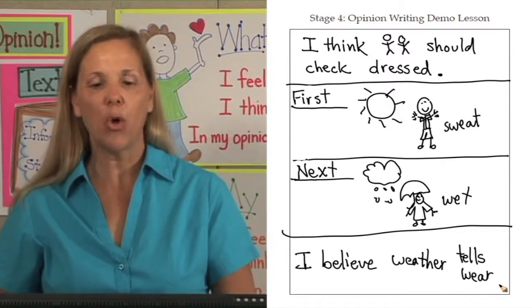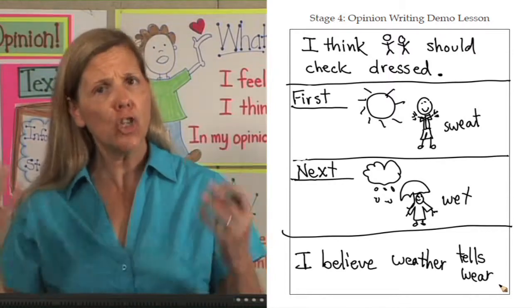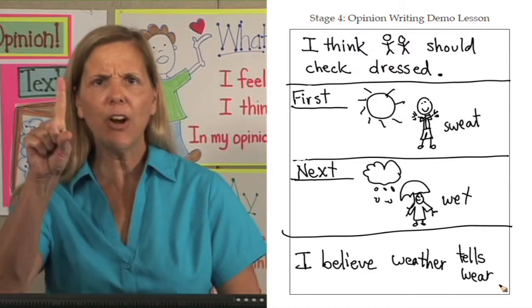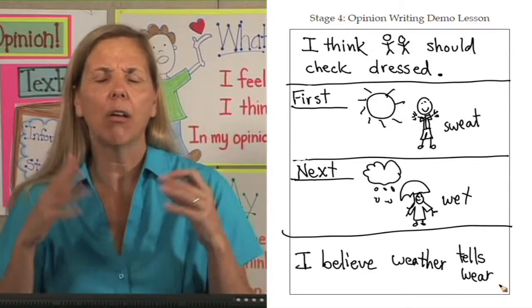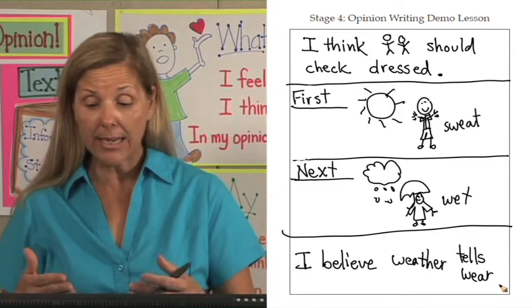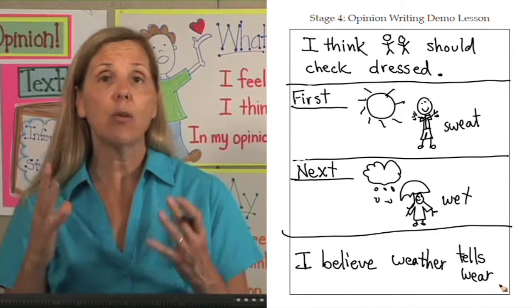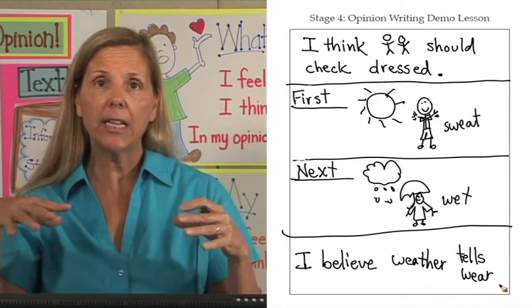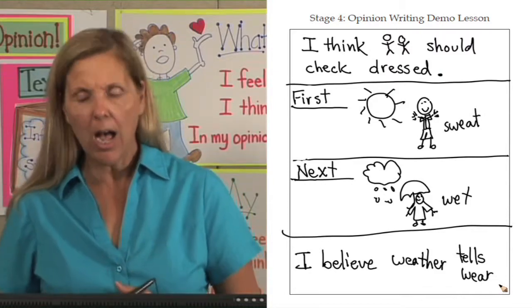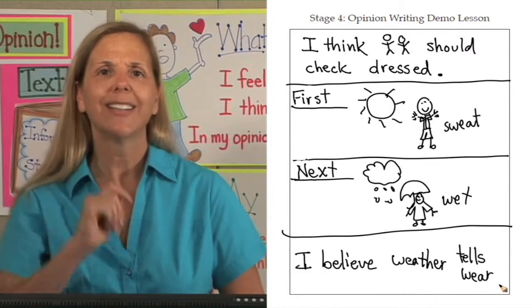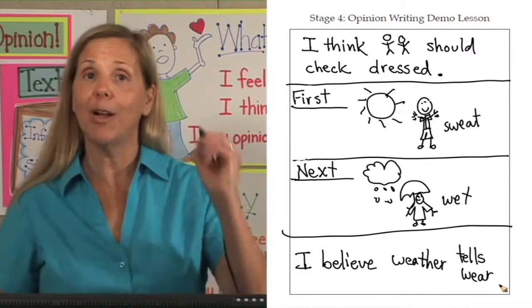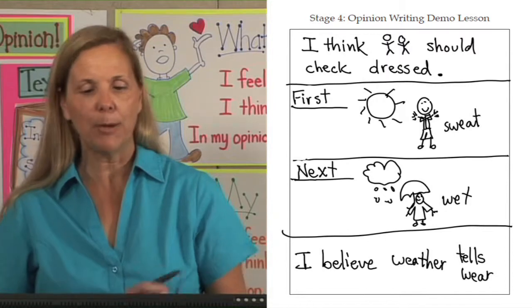Let's go back and read the whole thing. I think people should check the weather before they get dressed. First, they should wear light clothing when it's hot out so they don't sweat. Next, they should have an umbrella and raincoat when it rains so they don't get wet. I believe weather tells people what to wear. That's excellent. Punctuation time. Grab your red pen.